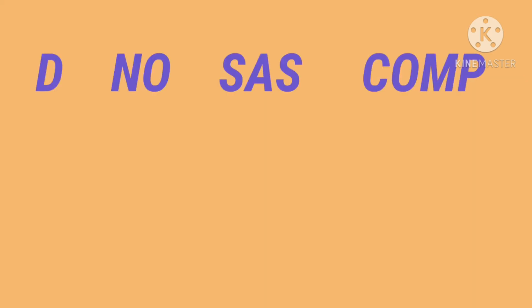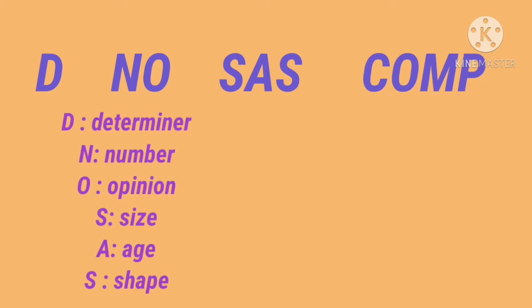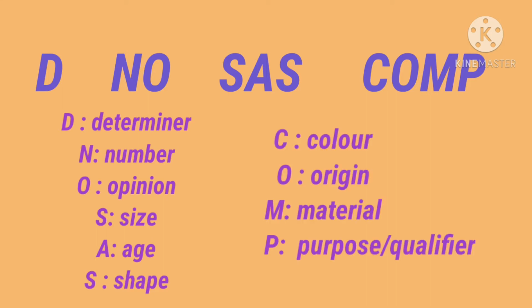Now you are in confusion. How to remember this order? Yes or no? For that, I will give you a clue. Remember like this: D, no, SAS, comp. D, N-O, no, S-A-S, SAS, C-O-M-P, comp. Repeat. D, no, SAS, comp.